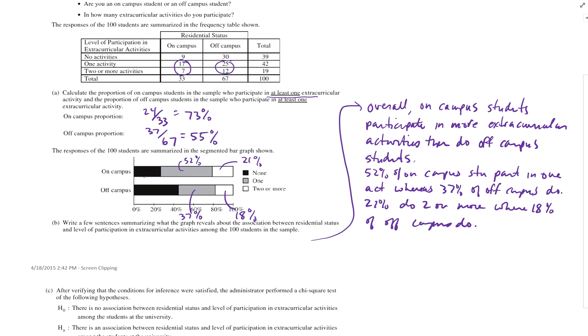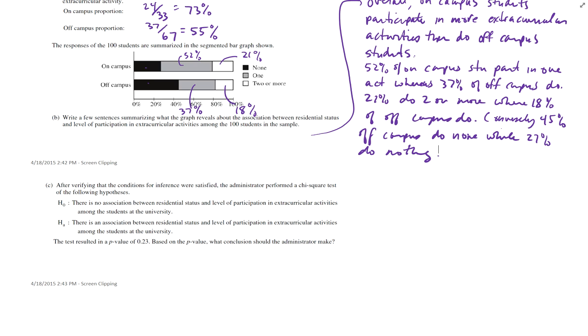And you know what? For completeness, you could probably add those last two. Conversely, 30 out of 67, 45% off campus do none, while 9 of 33, 27%, do nothing. Okay, there we go.